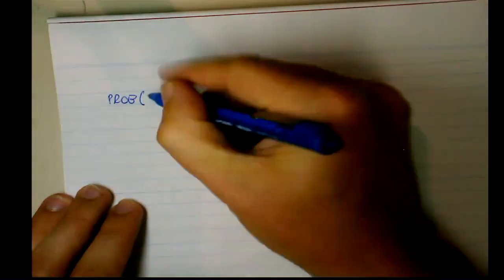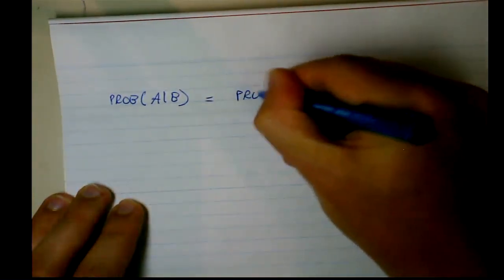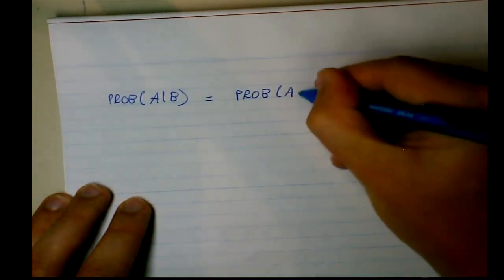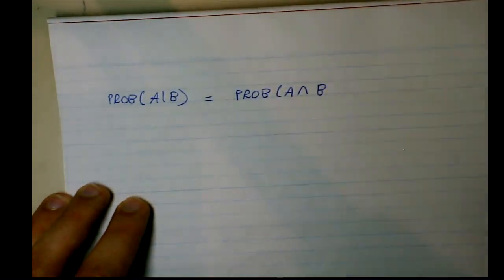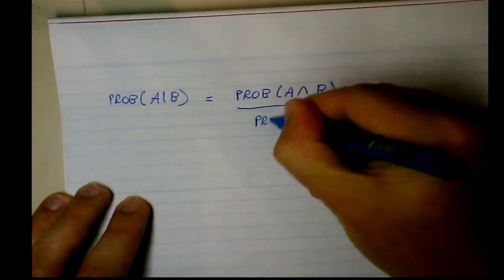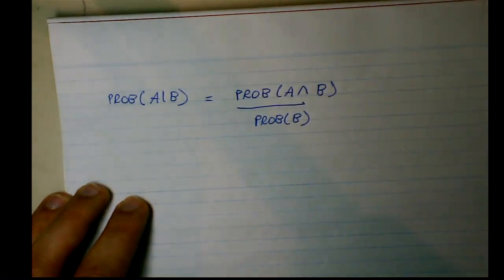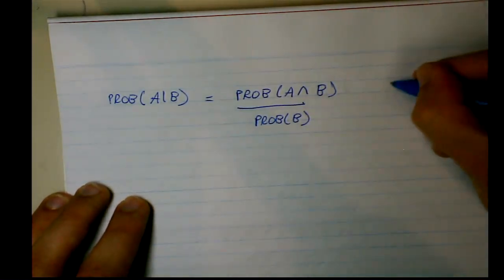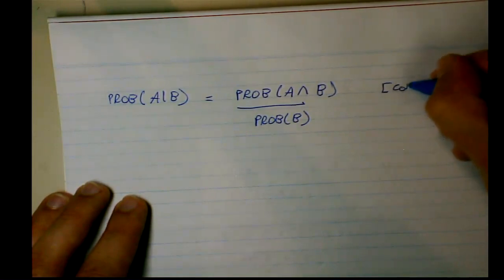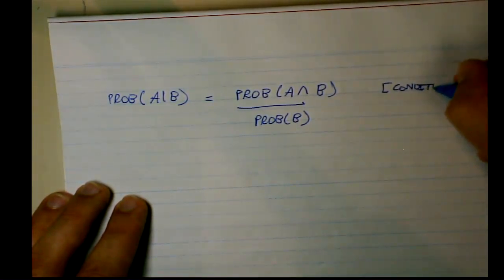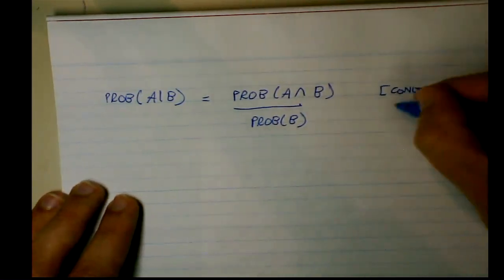So for Bayes' theorem, we have that the probability of A given B is equal to the probability of A intersected with B divided by the probability of B. Now that is just conditional probability. It's the definition we had earlier.